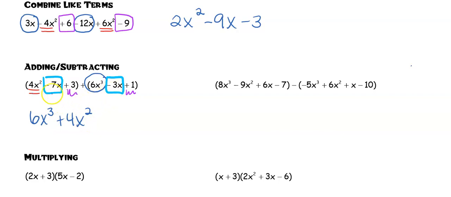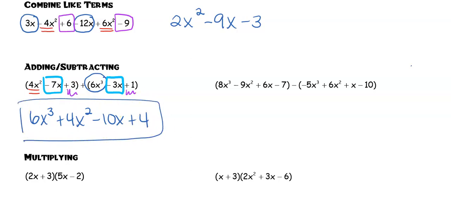Now we have some terms to put together. We've got a -7x and a -3x. That's a -10x. 3 plus 1, that makes 4. There we go. We added our polynomials together. Subtracting is the same thing.